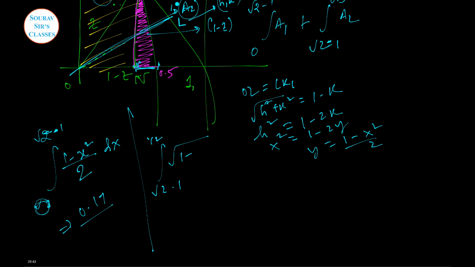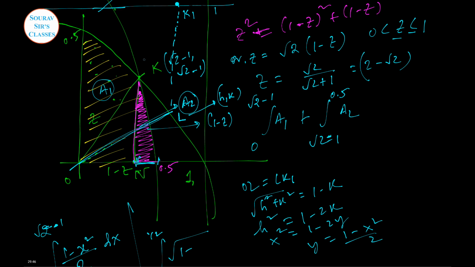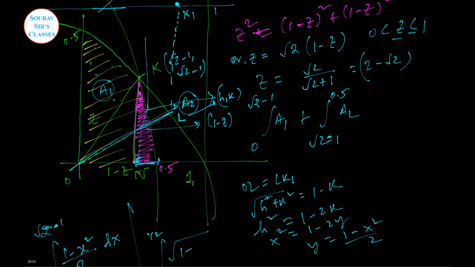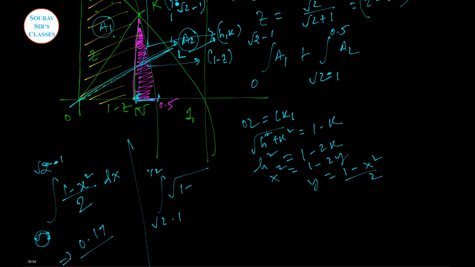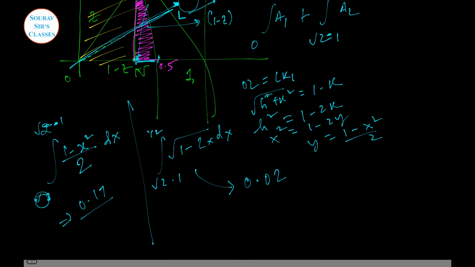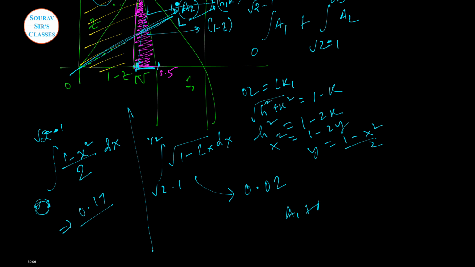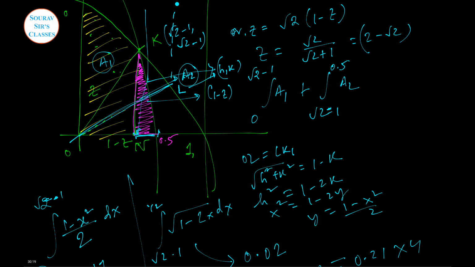Similarly in the second part, which is root 2 minus 1 to half, the second integration will be like this, and we can get the equation as root over 1 minus 2x dx, which you can calculate this area as 0.02. So adding these two areas, a1 plus a2 is now 0.21, and into 4, so 0.84 unit square is the total area of the portion which is closer to this.